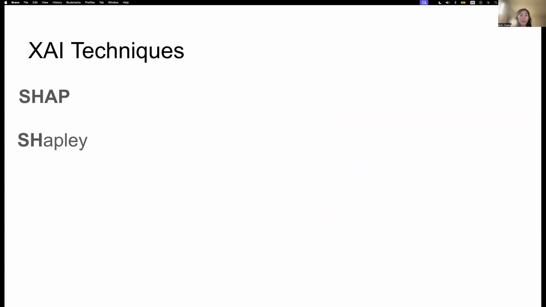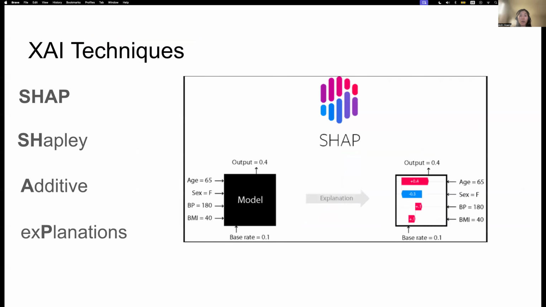Now, let's look at some of the most common techniques used in XAI. We'll begin with SHAP. SHAP stands for Shapley Additive Explanations. The image shows how SHAP takes model output and breaks it down into contributions from each input feature. For example, age might contribute +4, while another factor might subtract 0.3. This helps us understand which features push the prediction up or down. It's like fairly dividing credit among team members in a group project.